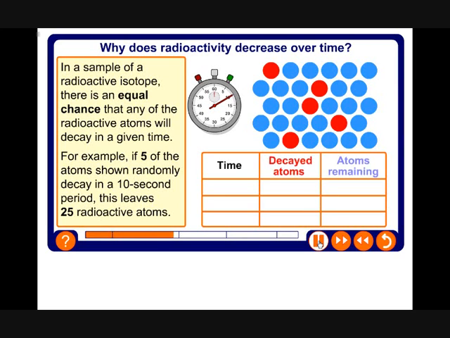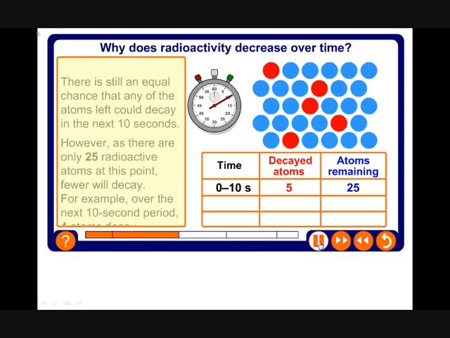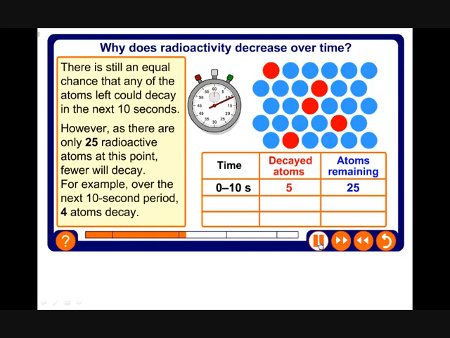So out of, I think we've got 30, so out of the total 30, in the first 10 seconds here, 5 atoms have decayed. So we started off with 30, and after 10 seconds, 5 have decayed, leaving us with just 25 left. If we run the clock again for another 10 seconds, then there's the chance that some will decay again. There's the same chance for each one.